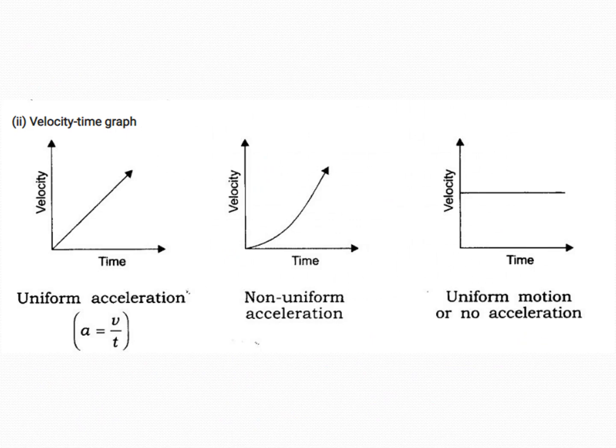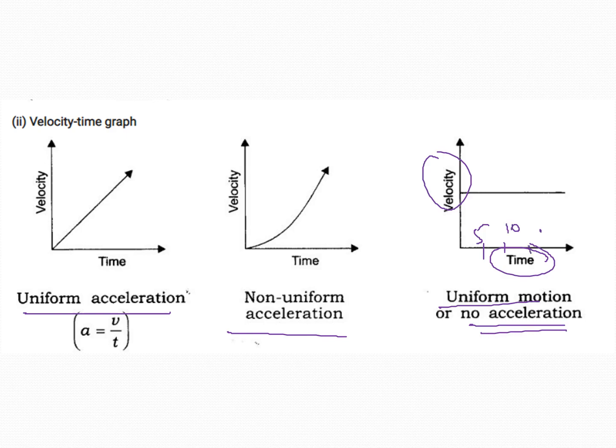So again, the velocity-time graph of uniform acceleration is a straight line, non-uniform acceleration is a curved line, and uniform motion or no acceleration: time is changing from 5, 10, 15, 20, but velocity is the same. Let us say this was 20 meter per second. So at 10 seconds also it is 20 only. At 15 also it is 20 only. So it is again a straight line.